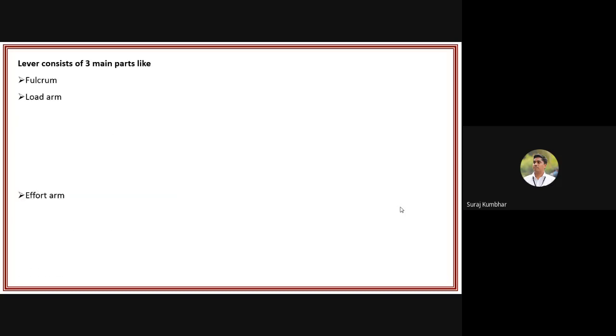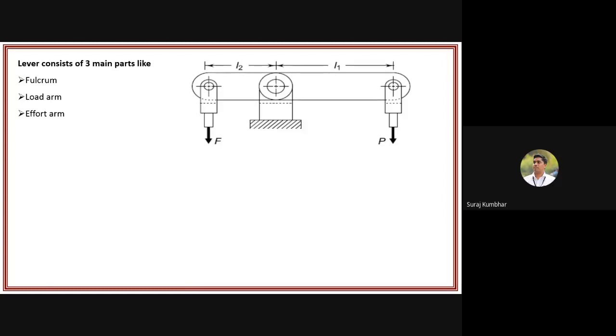The lever consists of three main parts, that is fulcrum, load arm, and effort arm. Fulcrum means the fixed point, and the load arm is L2 and the effort arm is L1, where P indicates effort and F indicates load. The perpendicular distance from the fulcrum to the effort is the effort arm, and the perpendicular distance from the fulcrum to the load is the load arm. That is, L1 and L2 are the effort arm and the load arm.